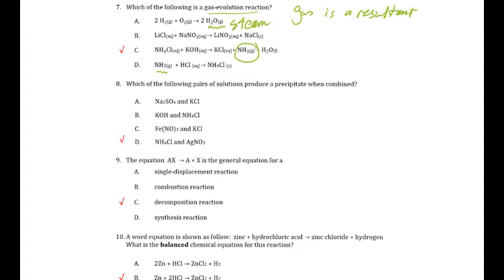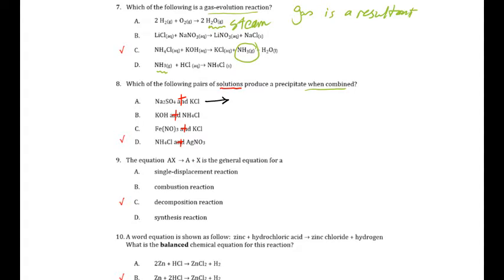Question 8. Which of the following pairs of solutions produce a precipitate when combined? How can we know if the precipitate is formed or not? Let's practice the equations. Equation 1. What does it give? All of those are solutions, meaning they are all aqueous solutions. So we have aqueous solutions of two compounds, and he's asking which of them give a precipitate.